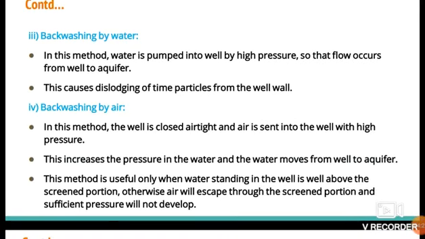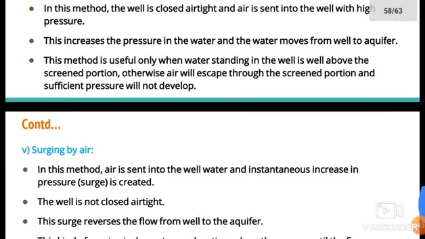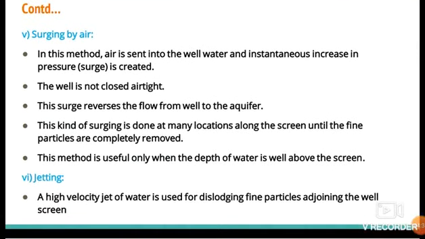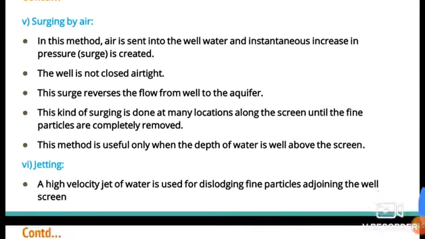Backwashing by air. Instead of water, we are using air here for removing the particles. Surging by air. In this method, air is sent into the well water and an instantaneous increase in pressure is created. The well is not closed airtight. This surge reverses the flow from the well to the aquifer. So the principle of development is reversal of flow. We have to remove the unwanted particles from the walls and the bottom of the well. So we are reversing either water or air by means of extra pressure, by using a pump or any extra pressure. So this is the principle. You can just read and get what is happening in each method.